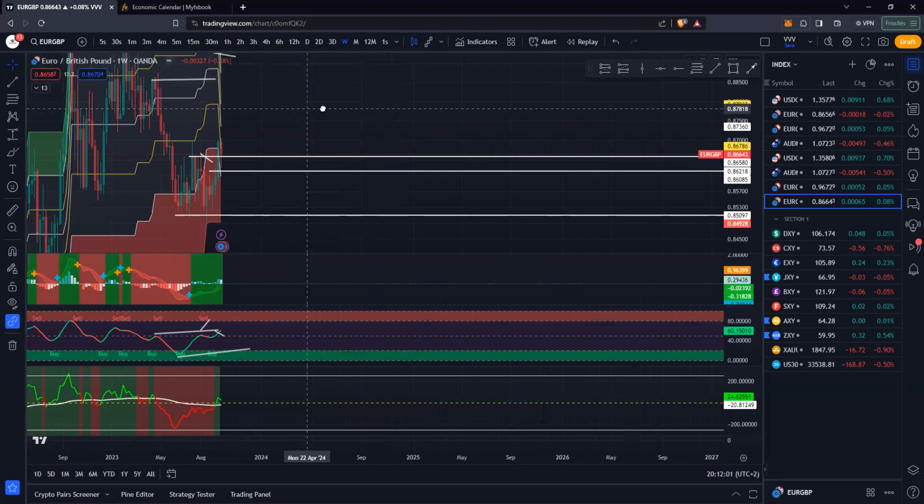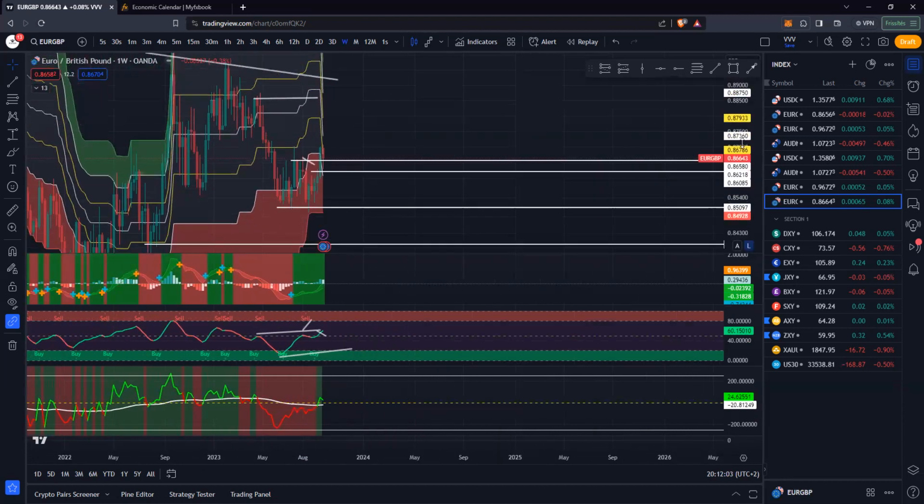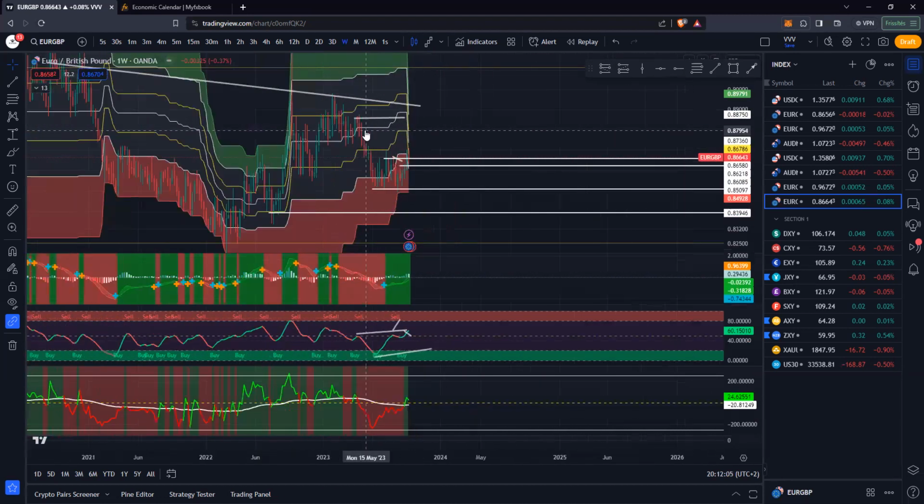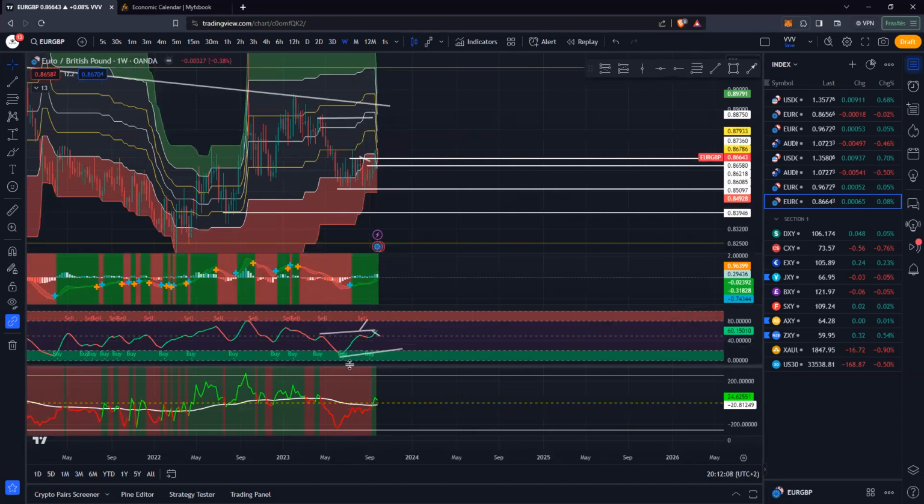On weekly basis, we are rising, and as you see, everything is in green. We got the buy signal, the REMA crossed. It was also a beautiful divergence, but we are heading to the zero line and it's about to break.